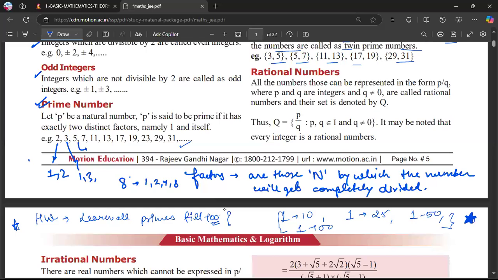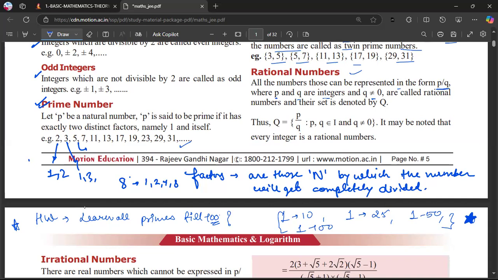So let's now discuss rational numbers, because we are learning about numbers, and if you have a strong base, it will be useful in many places and also in our chapter on probability. All the numbers that can be represented in the form of P upon Q, where P and Q are integers. Integers are numbers, whether positive or negative. And Q must not be zero.